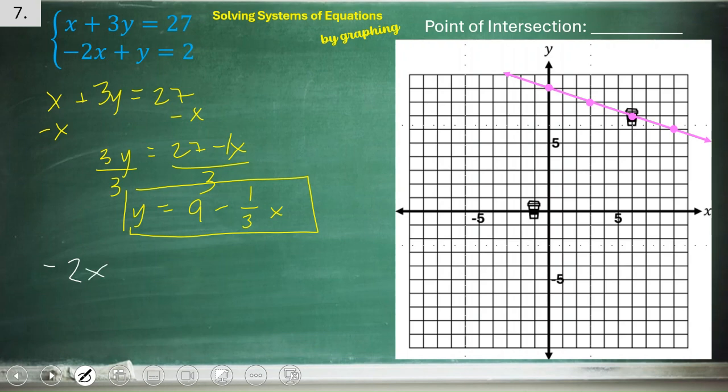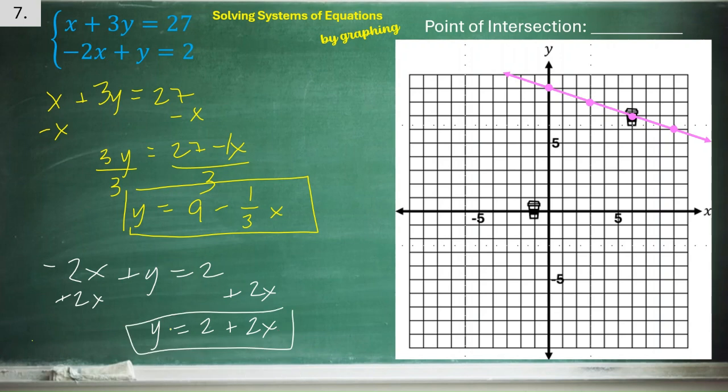We have negative 2x plus y equals 2. This one's nice. y is by itself. So I just need to get the x to the other side, and then I'm going to be ready to graph this. So y equals 2 plus 2x. All right, so our y-intercept is 2, and our slope is also positive 2. So our first step is to plot our y-intercept right here at 0, 2. And then our slope is also positive 2.